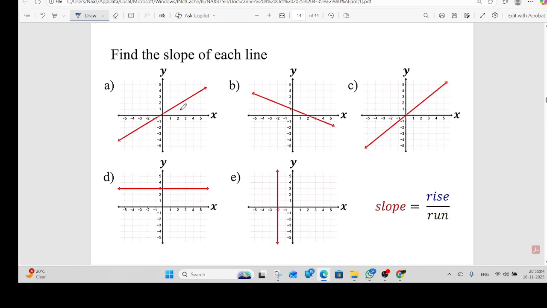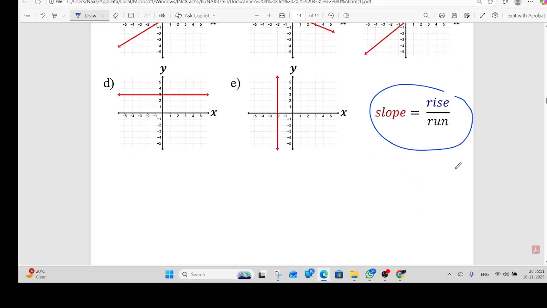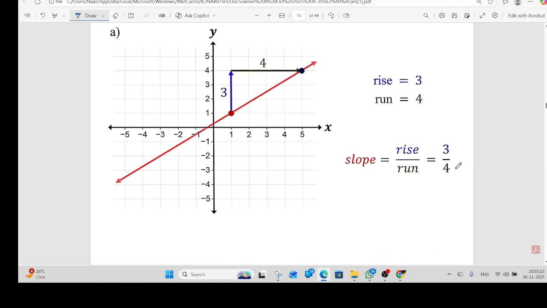Now let's talk about slope. What is slope? This is the formula to find slope, rise over run, right? So basically, how do we find slope? Let's see, if we are given a graph, how do we find slope? This is the formula, rise over run. If we are given these two points, the rise from this point is 1, 2, 3. So 3, and the run is 1, 2, 3, 4. 3 over 4, this is my slope.